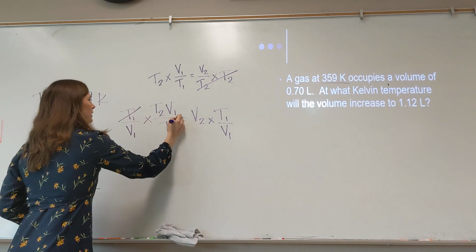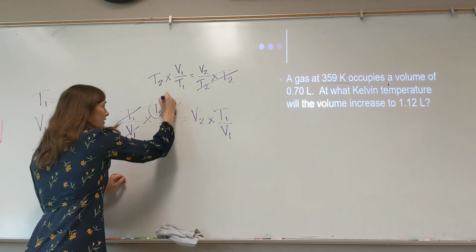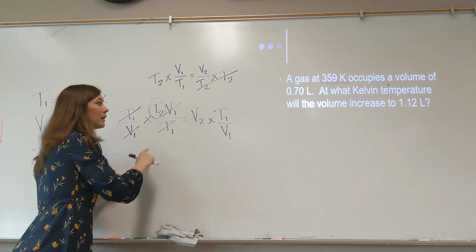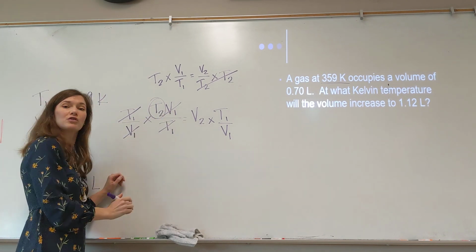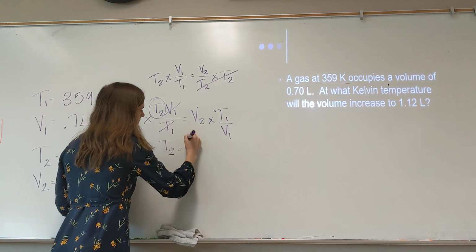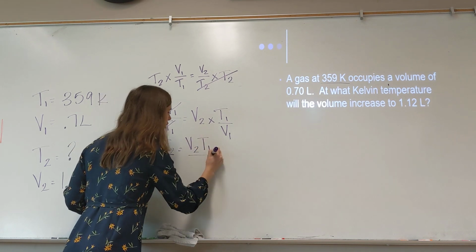So T1 cancels, V1 cancels. So I'm left with T2 on this side, and it's the only thing. So I'm going to end up with T2 equals, just like my goal was. T2 equals V2 times T1 over V1.